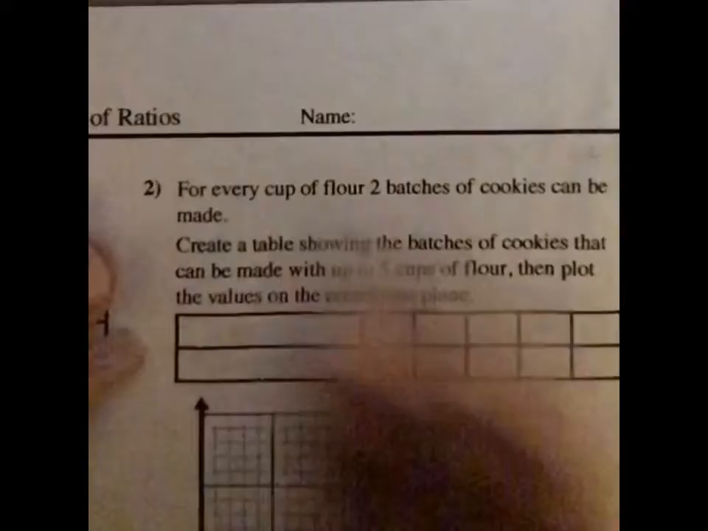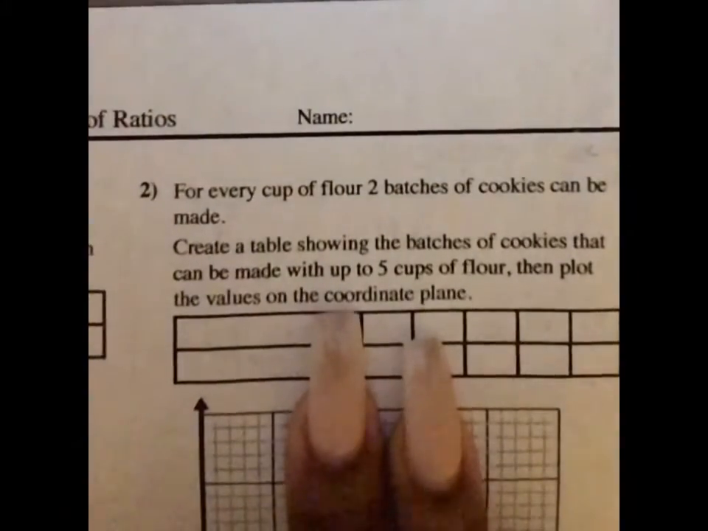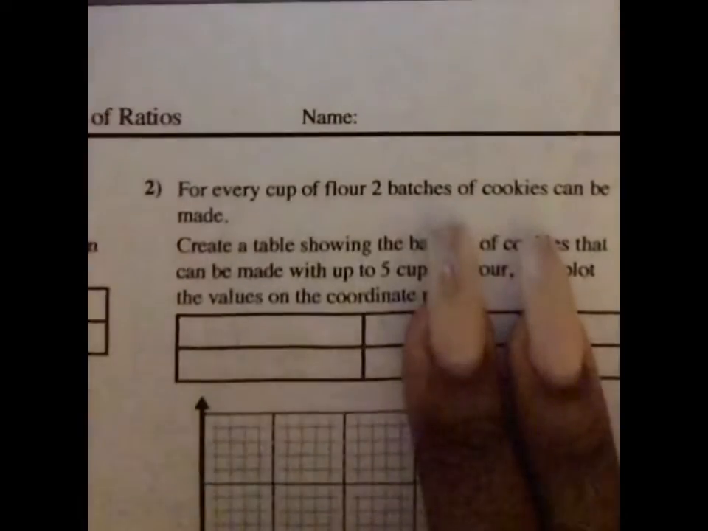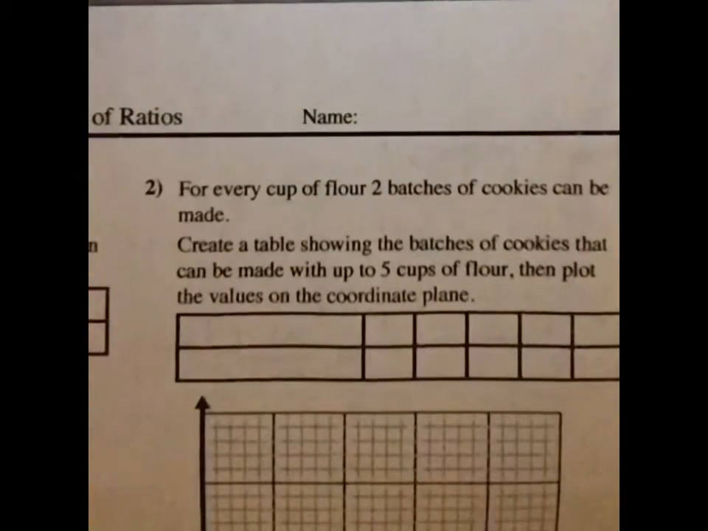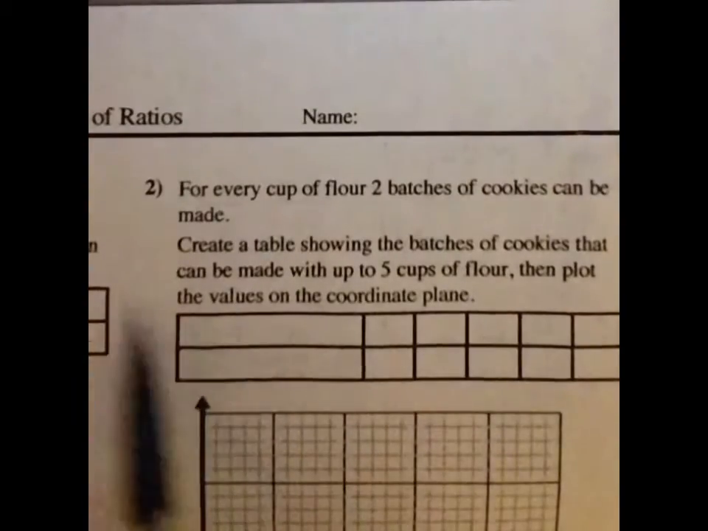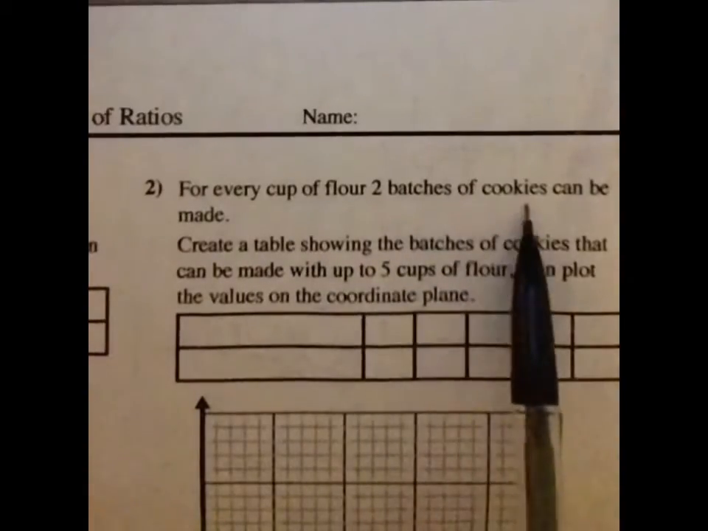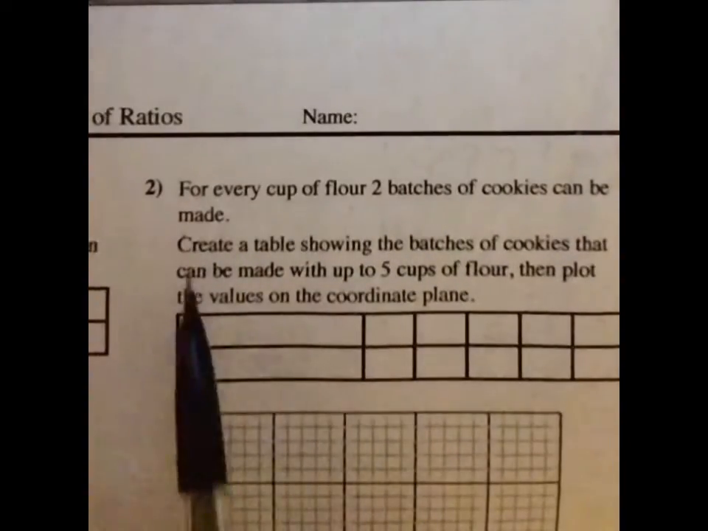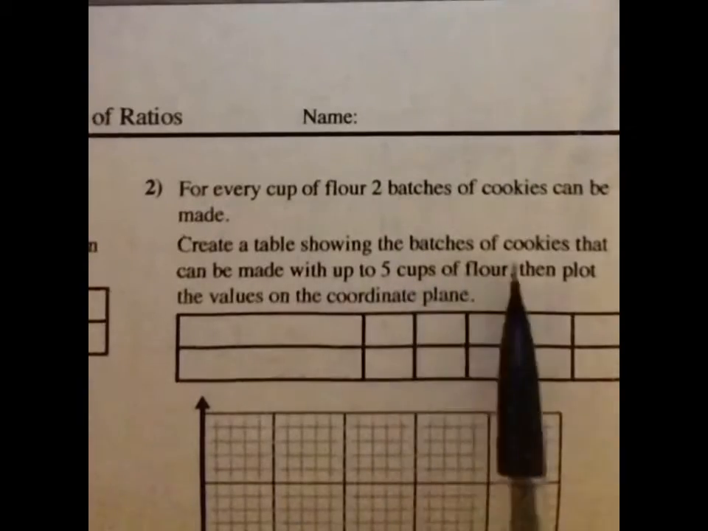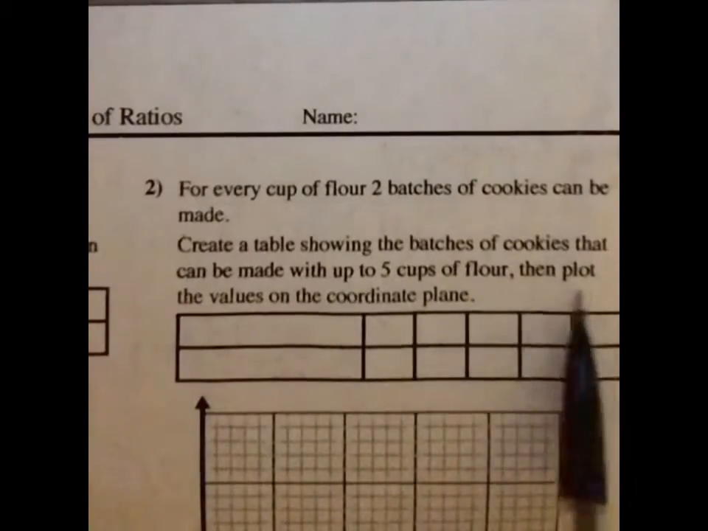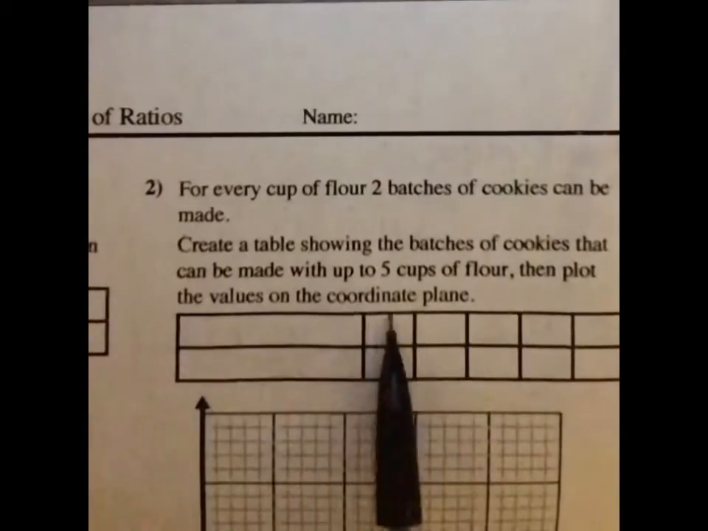This is Miss Thompson. I just wanted to come to you guys today to show you how to make a table using equivalent fraction ratios and to graph those points. So, we're going to look at this problem. It says for every cup of flour, 2 batches of cookies can be made. Create a table showing the batches of cookies that can be made with up to 5 cups of flour, then plot the values on the coordinate plane.